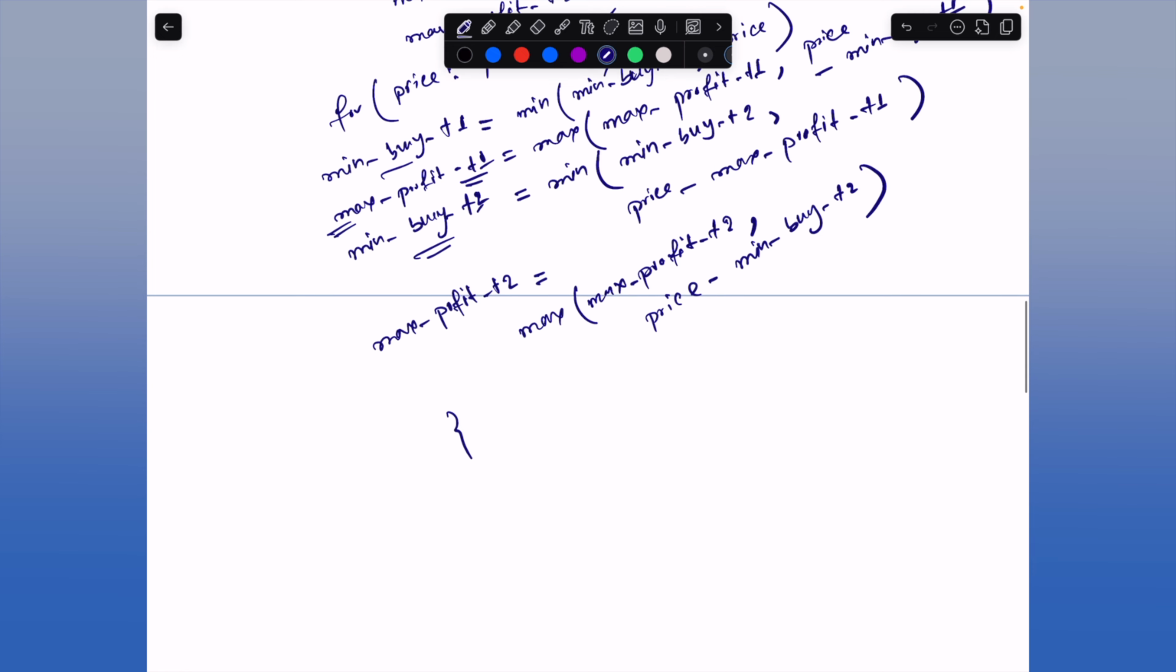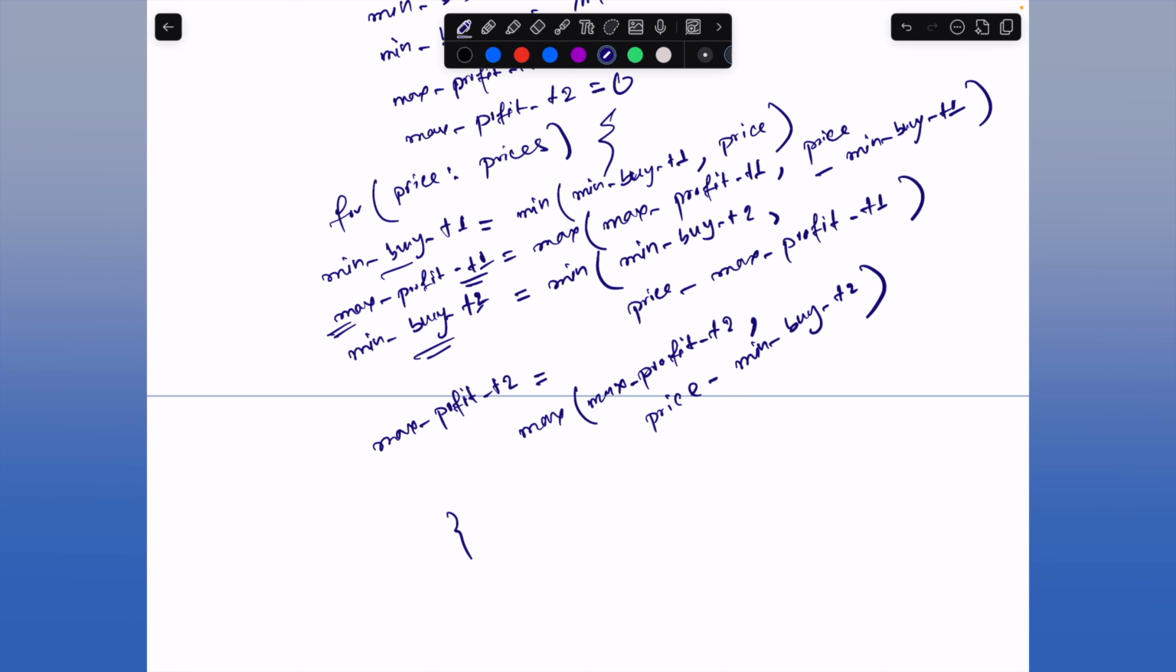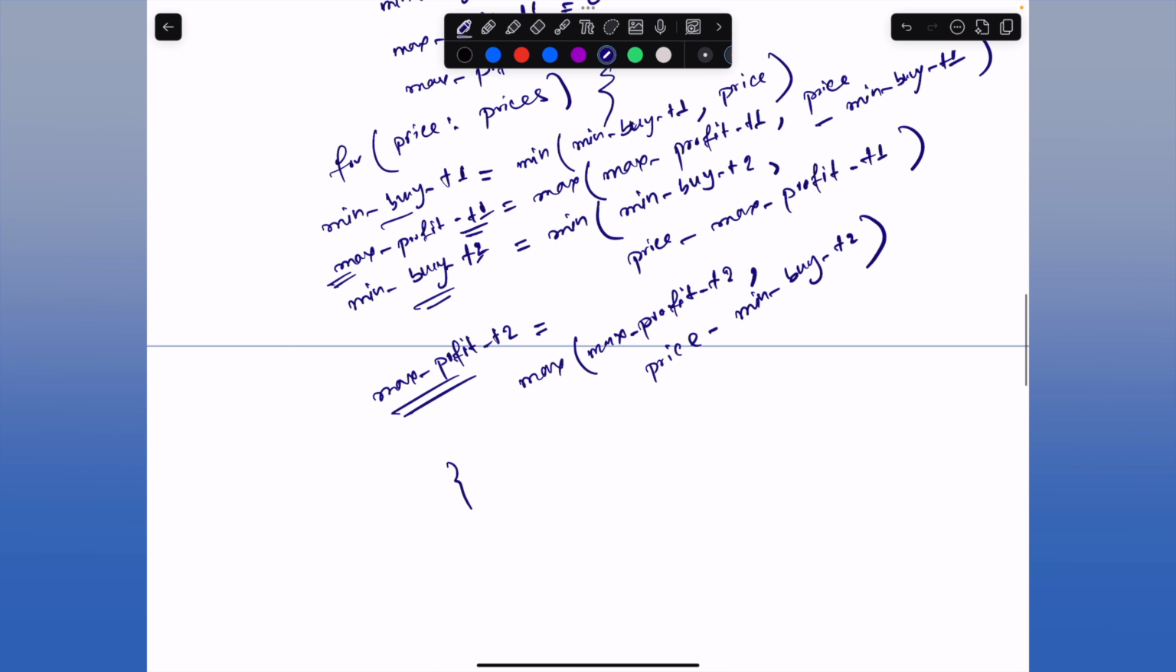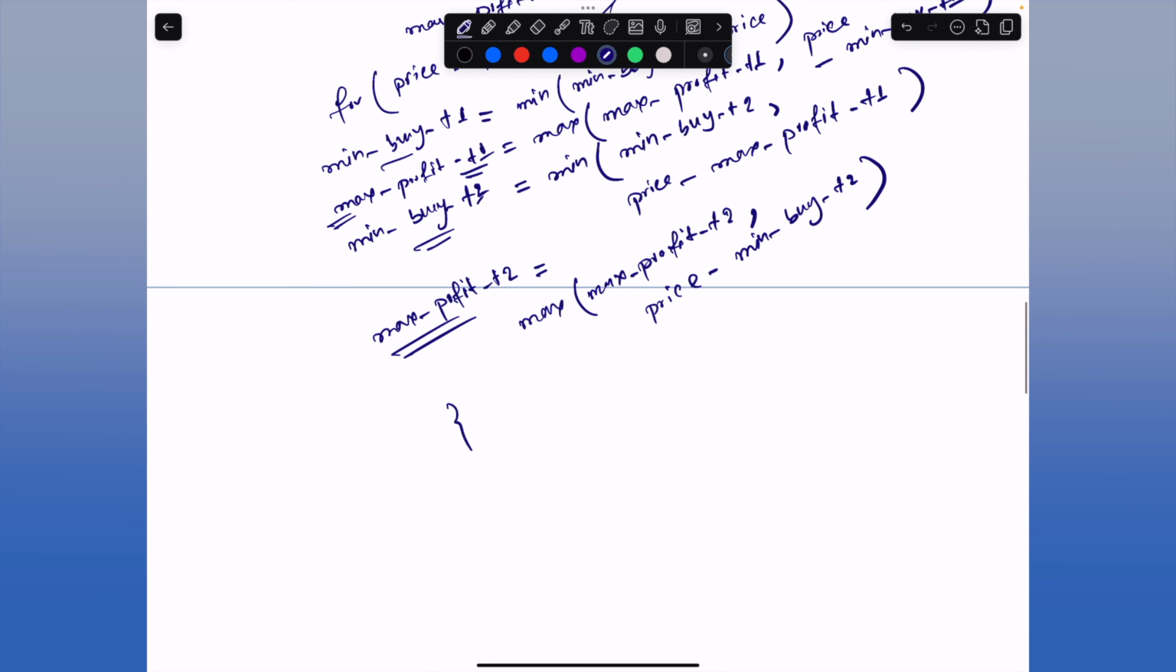And what will be the money I'll be having, what will be the profit I'll be having? So I'll be having this profit only, so this maximum profit after transaction 2, whatever the profit I'll be having, that will be my maximum profit. So I can say return maximum profit T2.